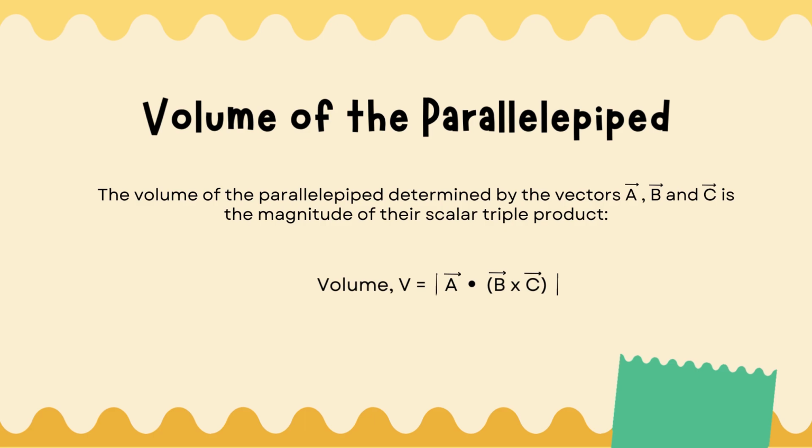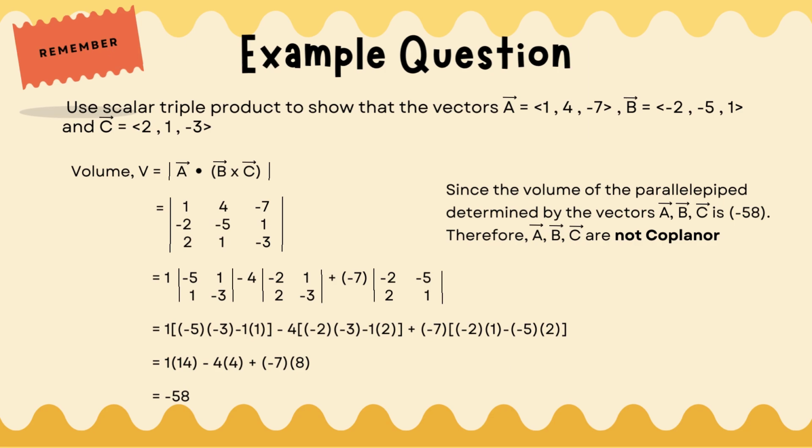Volume of the parallelepiped. The volume of the parallelepiped determined by the vectors A, B, and C is the magnitude of their scalar triple product. So here, volume V equal to the magnitude of A dot product with the cross product of B and C. Example for volume of the parallelepiped.